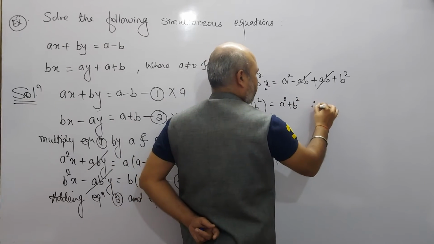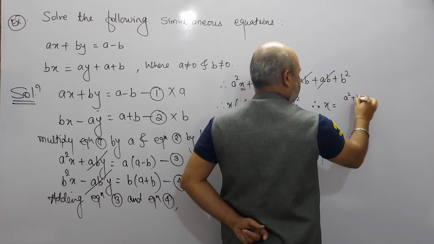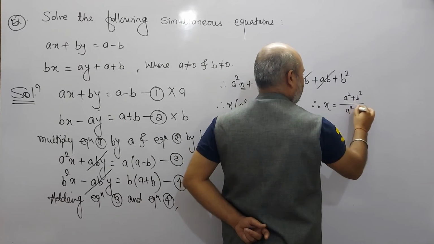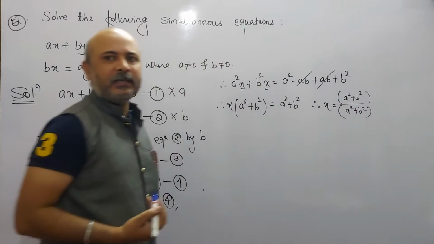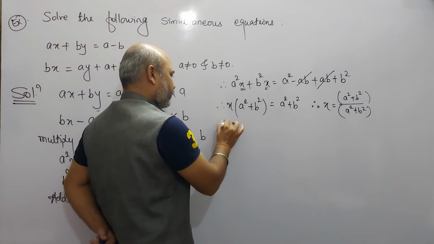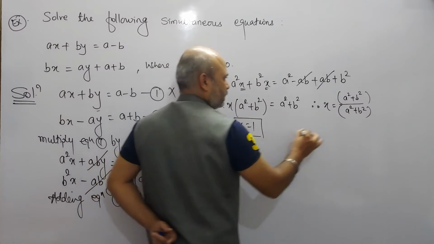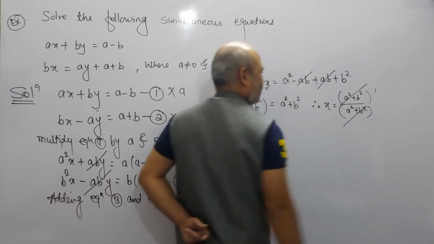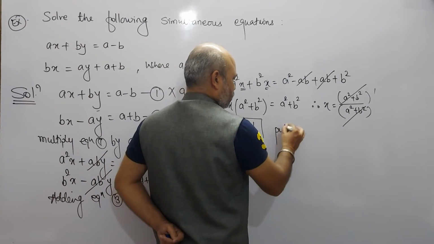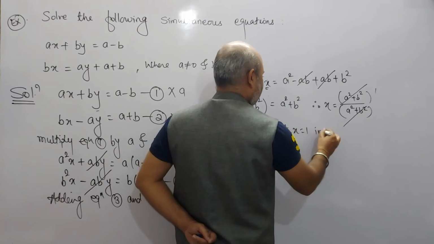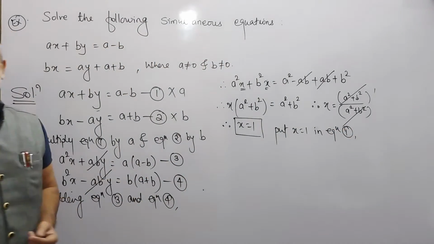And therefore what will be x? x will be a square plus b square divided by a square plus b square. Now same divided by same, what will be the answer? 1. So therefore x is equal to 1. After cancelling you will get x is equal to 1. Now put x is equal to 1 in equation 1 to get the value of y.